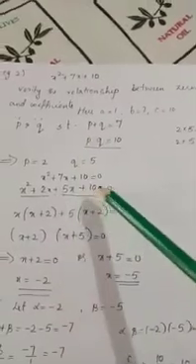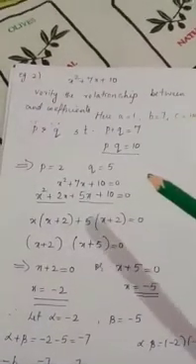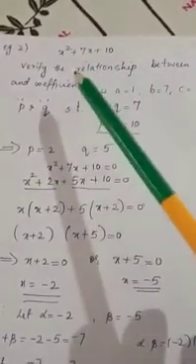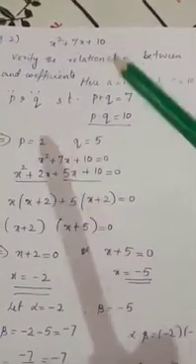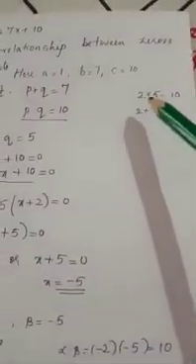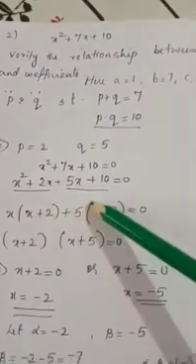But here, the zeros are not given. So, we have to find the zeros of this polynomial using splitting the middle term. For this, we have to identify two numbers p and q such that p plus q is equal to 7 and p into q is equal to 10. It is better to start with p into q is equal to 10. That means 2 into 5 is equal to 10 and 2 plus 5 is equal to 7. So we can take p as 2 and q as 5.